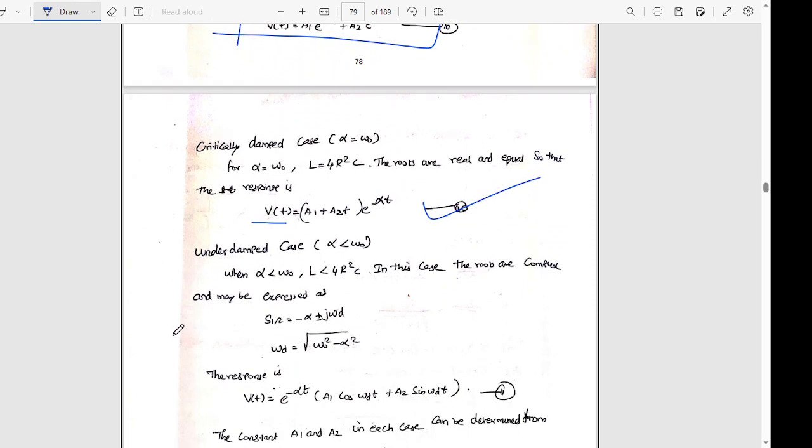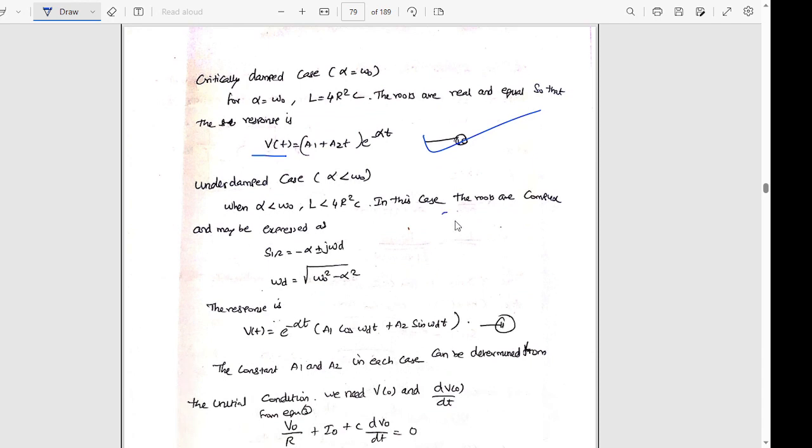And the last case is underdamped case, which is alpha less than omega naught. All these derivations we have done in series RLC circuit, which is lecture 1 in unit 4. You can refer to lecture 1 in unit 4, which is available in the description. So we'll be getting this equation V of t equal to e power minus alpha t times A1 cos omega dt plus A2 sin omega dt. This is the equation we'll use for finding the voltage.